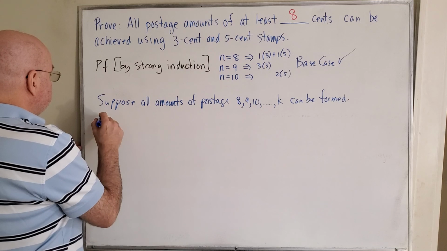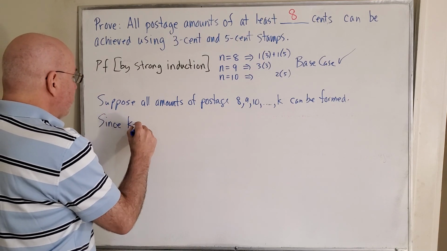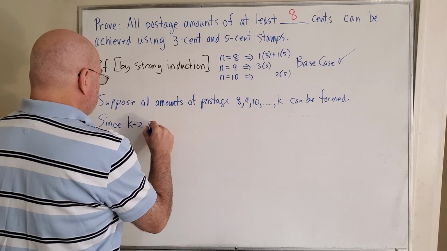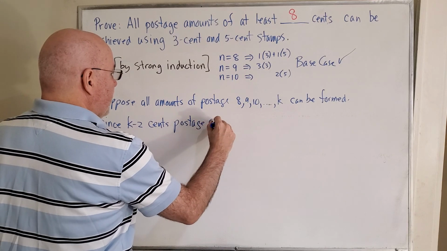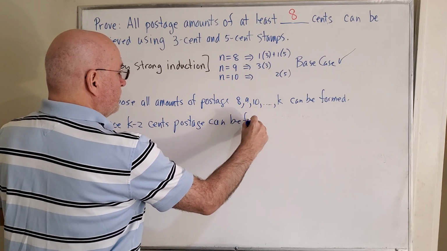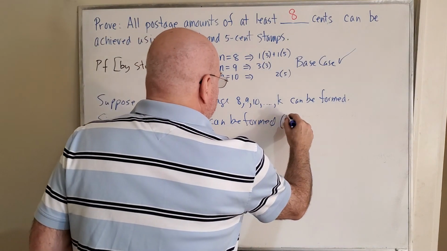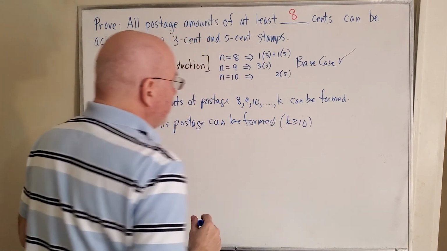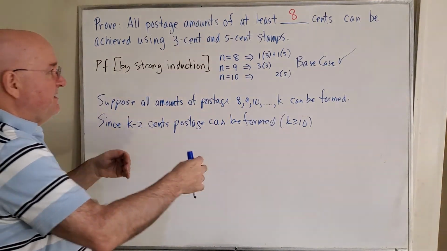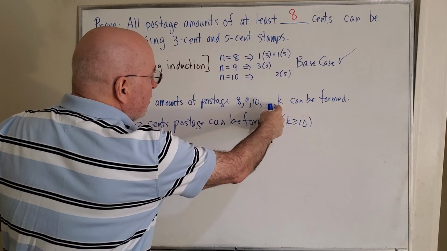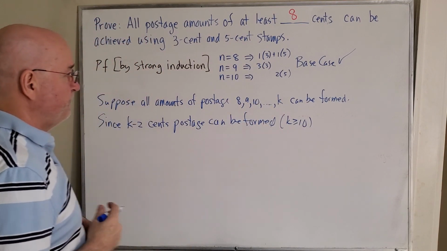Okay, since K minus 2 cents postage can be formed. Because remember, that's because K is greater than or equal to 10, and we know we can go back to 8. So we're assuming that 8, 9, 10, all the way up to K, so you know you can go back 2, and you're still in this set. It's not going to bring you back to 7.